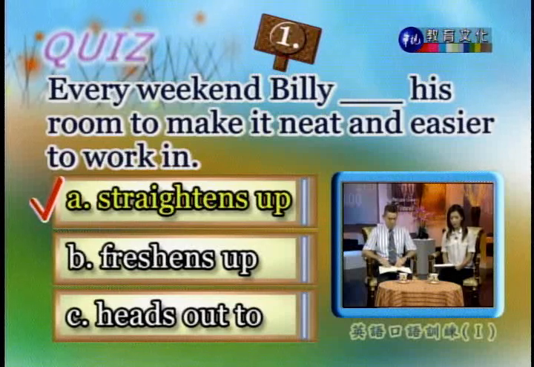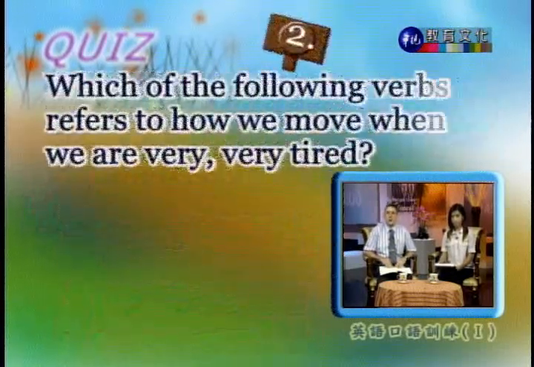第一题我们来看到每个周末呢，Billy 他都会把他的房间怎么样来让房间呢更干净而且呢也比较容易在里面做事儿。那么正确答案是 A，整理。 Okay, number two is a different kind of question.